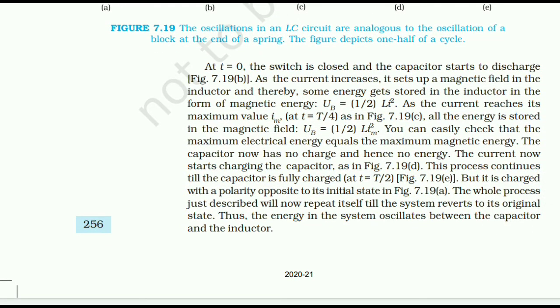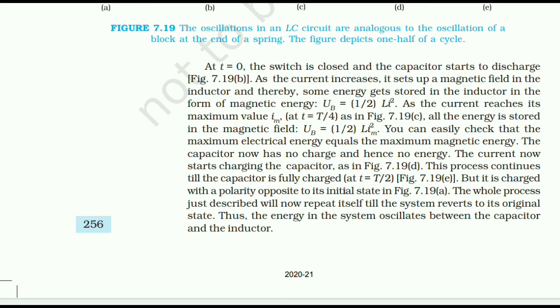As the current increases, it sets up a magnetic field in the inductor, and thereby some energy gets stored in the inductor in the form of magnetic energy, UB is equal to 1 by 2 L i square. As the current reaches its maximum value Im, that is at t is equal to T by 4 as shown in figure 7.19b, the energy is stored in the form of magnetic field, UB is equal to 1 by 2 L Im square. You can easily check that the maximum electric energy equals the maximum magnetic energy.